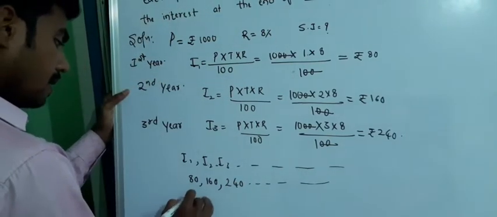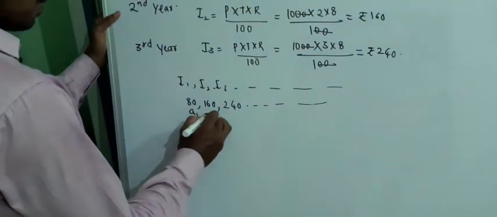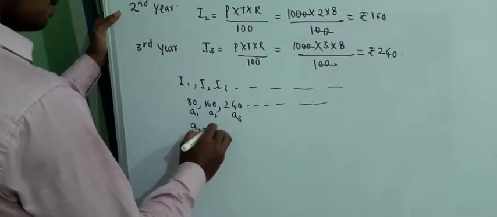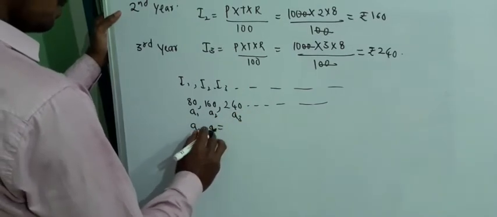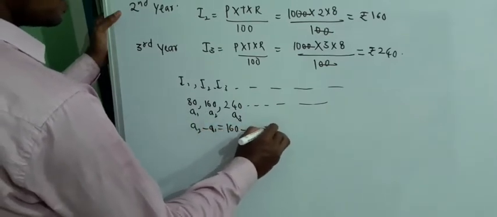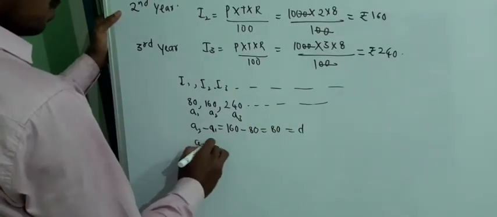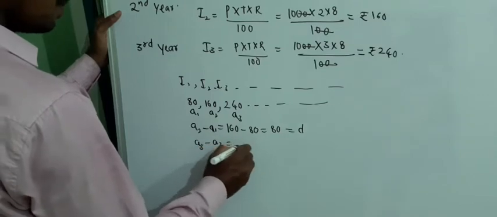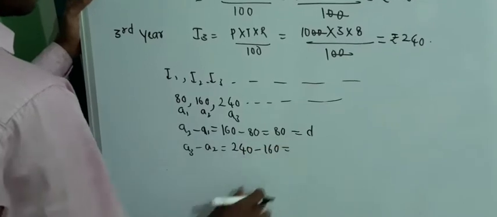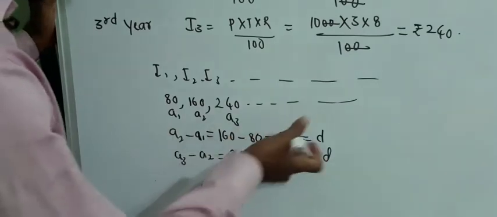Now, to find D, I'll call them A1, A2 and A3. A2 minus A1 is equal to 160 minus 80, which is equal to 80. This is D. And A3 minus A2 is equal to 240 minus 160, which is again 80. So D is common across the series.